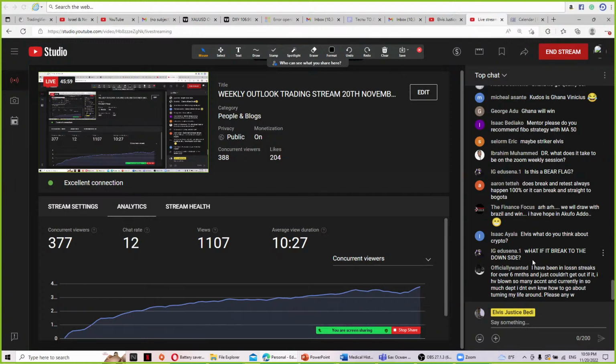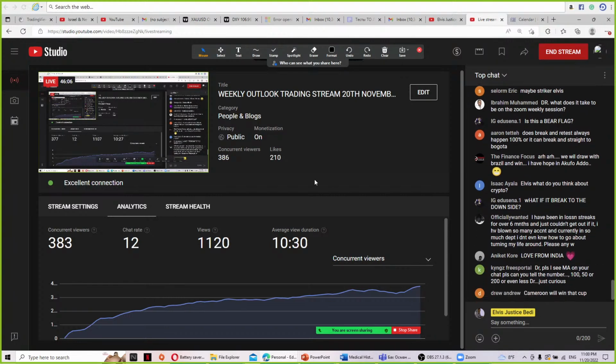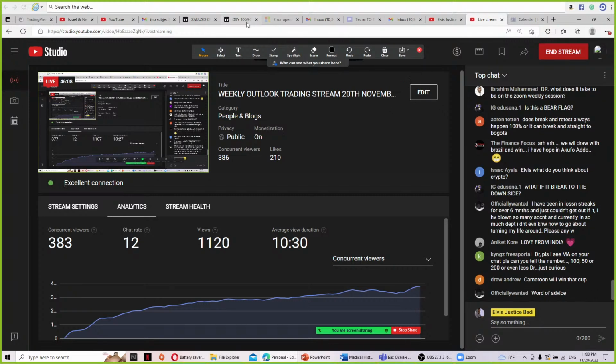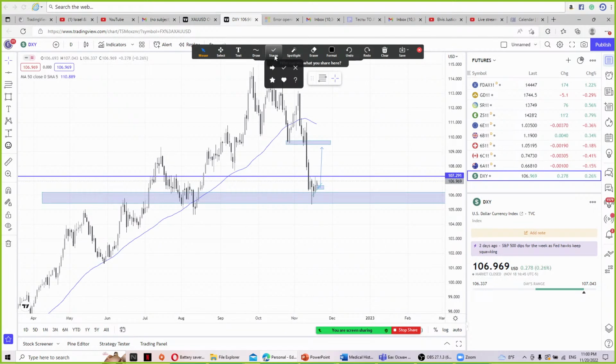What if it breaks to the downside? We have a plan for it. Just follow through. Love from India. Love you, Aniket. All right, so thanks for 200 likes. Let's get straight into it. So this is what I'm looking at on DXY. We had the first level. We were already in an uptrend, a series of higher lows and highs. We had a higher low, so everyone was expecting. That was why I lost the CPI trade last time, because I was expecting a higher low here.